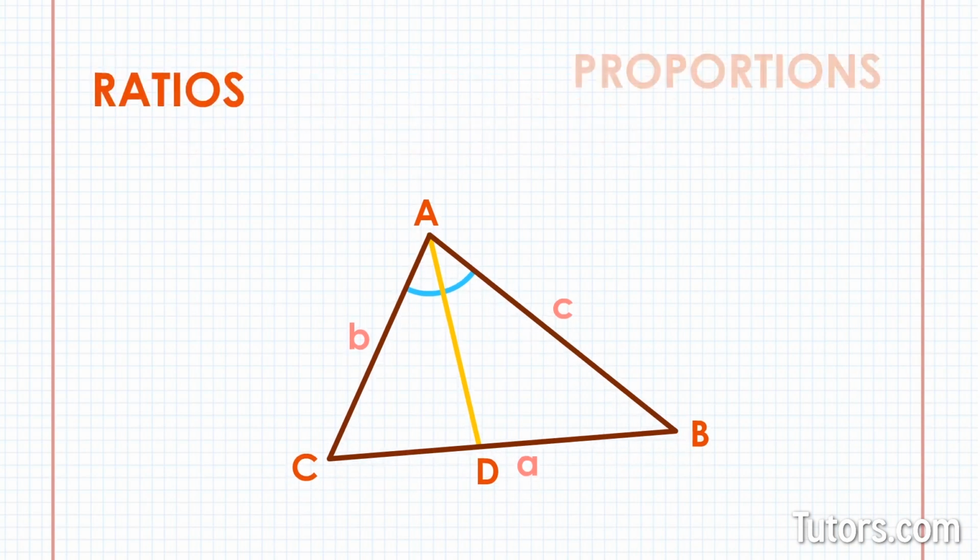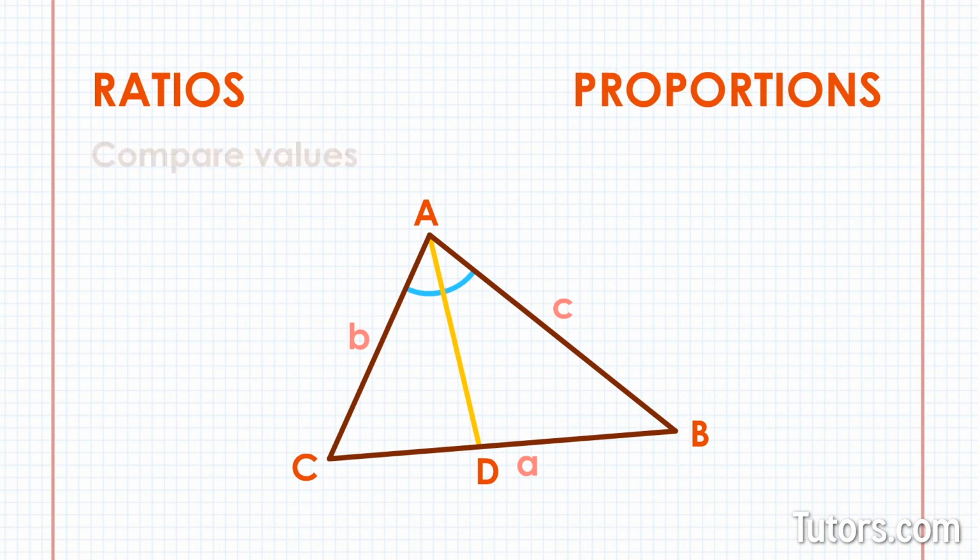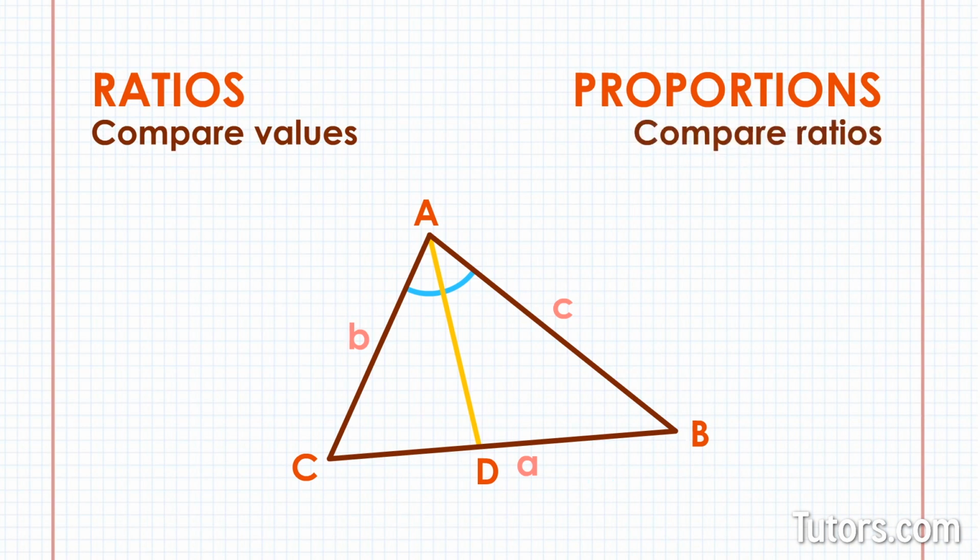What are ratios and proportions? Ratios compare values. You can establish ratios between sides CA and BA and line segments CD and DB. Proportions compare ratios. You can learn if two ratios are equal. For triangle ABC with angle bisector AD, sides CA and BA, and side a divided into CD and DB, we can set up ratios between the sides and line segments and compare them.